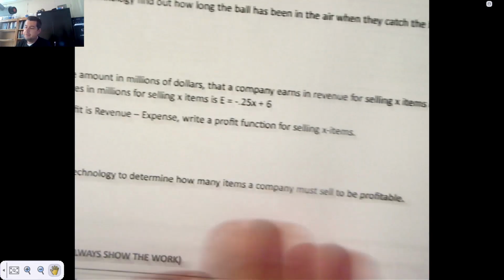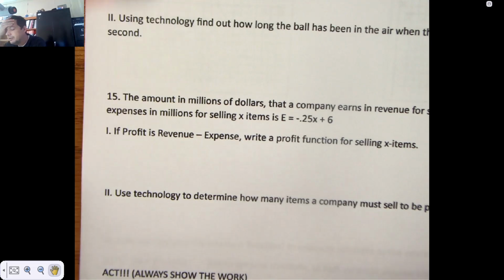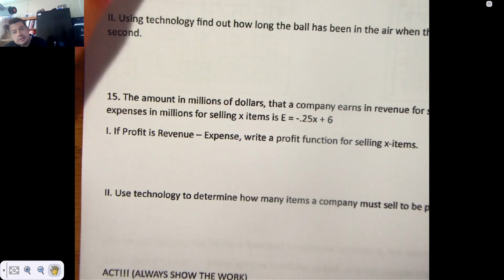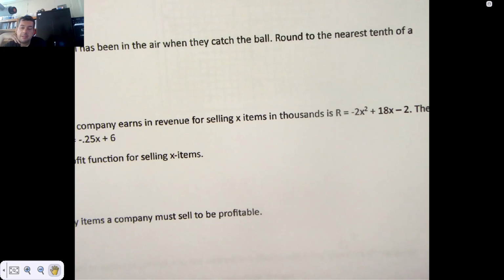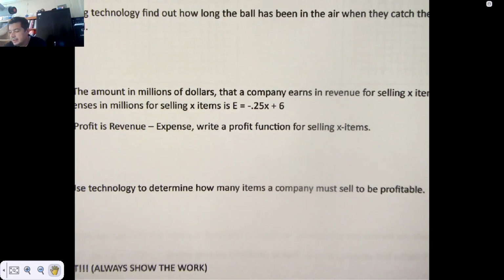I'll do 15 for you. I'll save the kickball problem for you. The amount in millions of dollars that a company earns in revenue for selling x items in thousands, revenue as a function of x, is -2x squared plus 18x minus 2. The expenses for selling x items, E, is 0.25x plus 6.